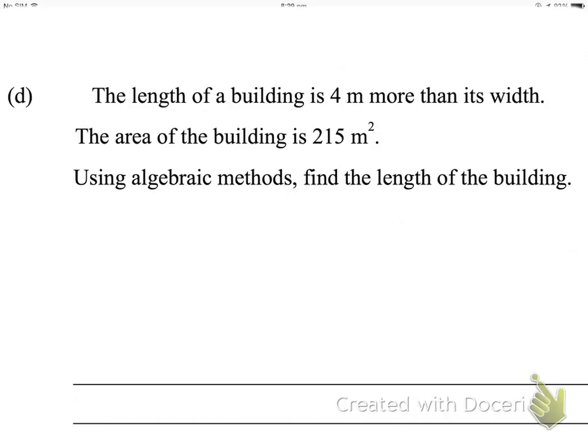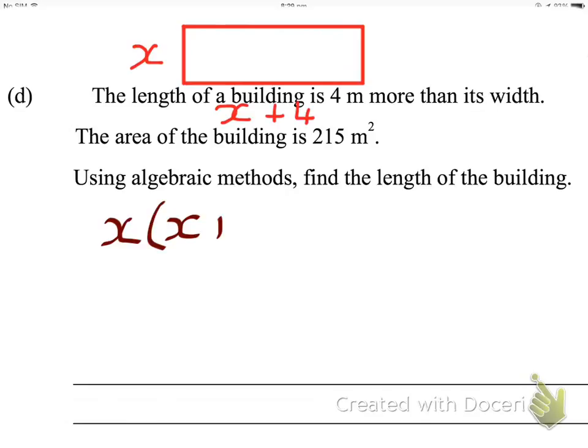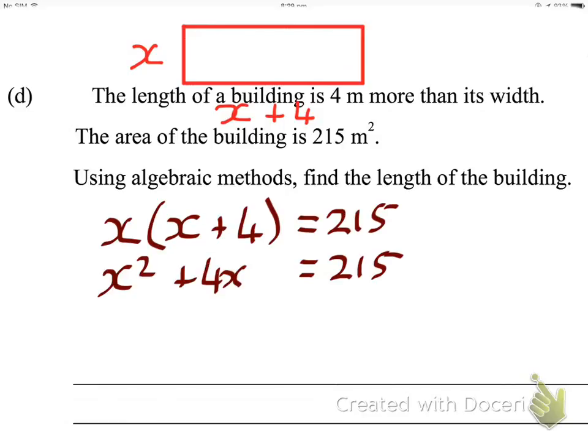The first thing in this problem would be to draw the building. We presume it's a rectangular building, and we'll label the sides x and x plus 4. Now write an equation. Expand the left hand side, bring the 215 over to make it equal 0, then you can factorize the left hand side. And when you try and factorize, it doesn't factorize nicely.